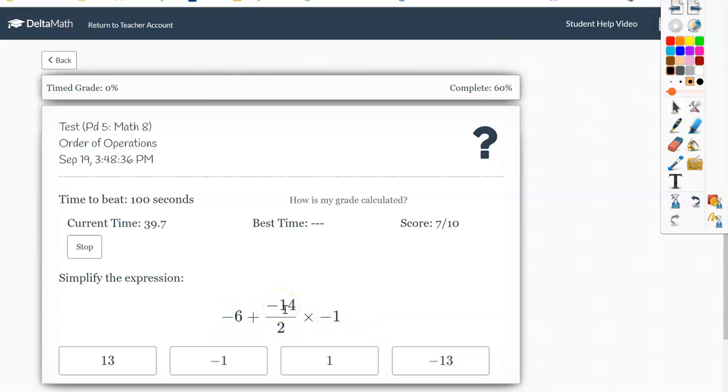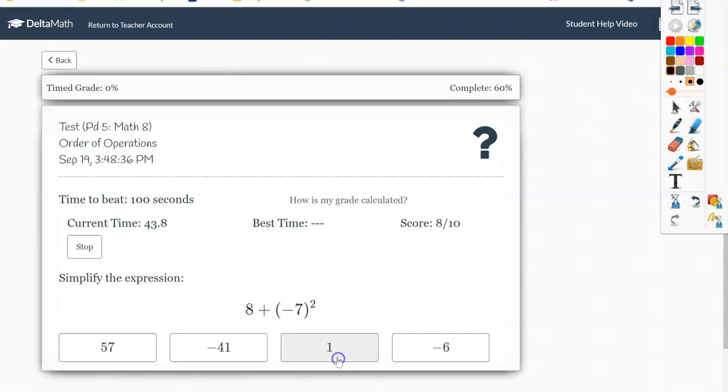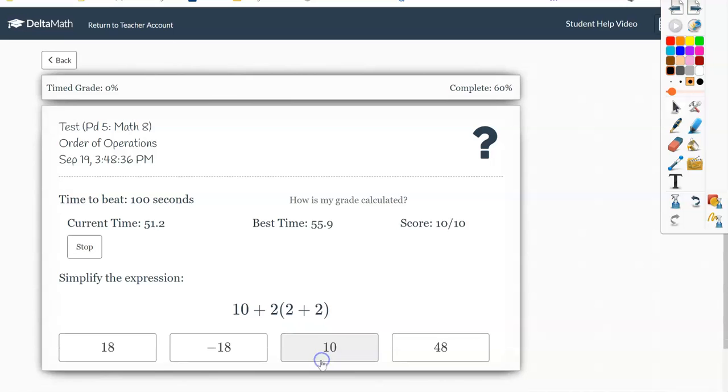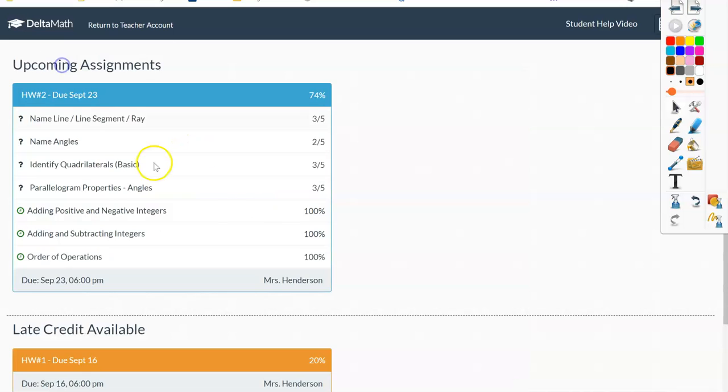-6 plus -7 times -1, so -6 plus 7 is 1. And 8 plus 49, 57. 1 plus -5, -35, -34. There it is, 10 out of 10. So if I click stop now and I go back, I'm all done. Good luck.